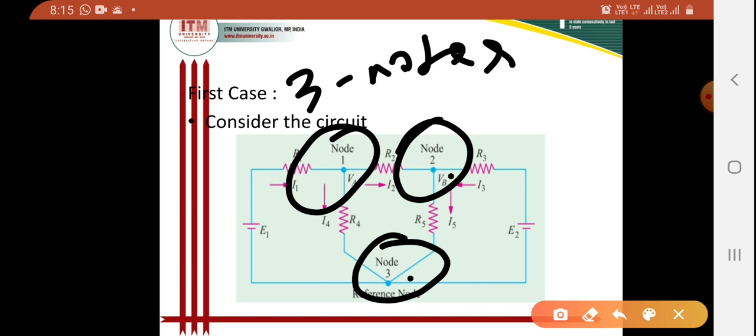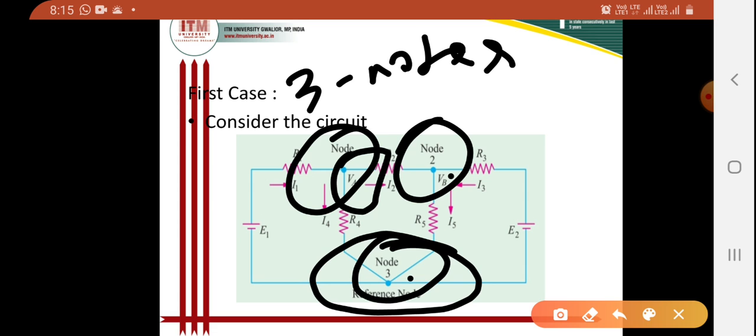One of these nodes, that is node 3, is taken as the reference node. This is the reference node. I am considering node 3 as the reference node, and VA represents the potential of node 1. See, this is your VA. So VA represents the potential of node 1 with reference to the datum node, that is node 3.